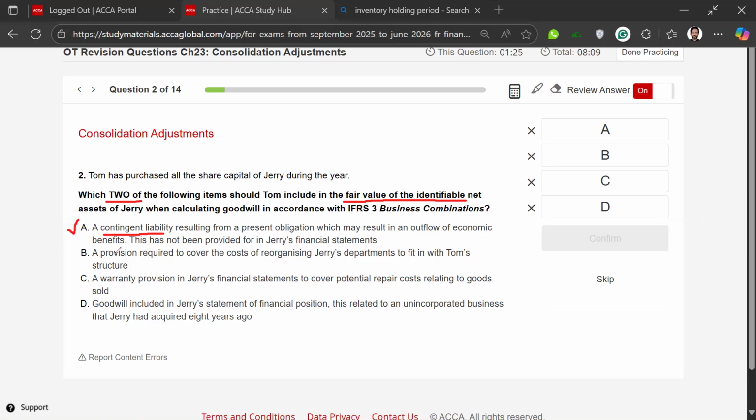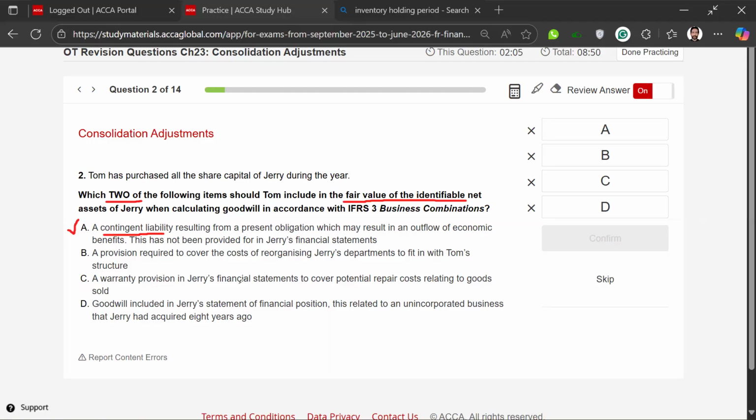The second one, a provision required to cover the costs of reorganizing Jerry's departments to fit in with Tom's structure. So this is something that is post-acquisition. Later on, when Tom has acquired Jerry, some reorganization will take place. So that is something that will be after the takeover. Okay. So right now we do not need to recognize any of this. At the date of acquisition we look at the net assets at that specific date. So we're not going to consider this one.